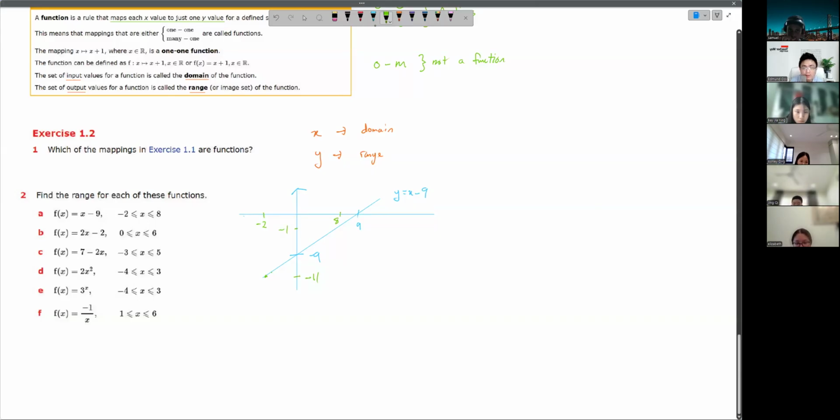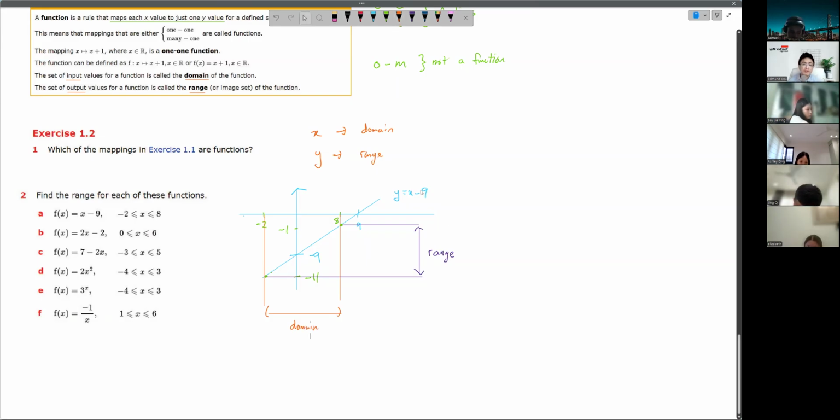This is -1, right? So you will see that from this point to this point, this thing is your range. And this part is your domain.